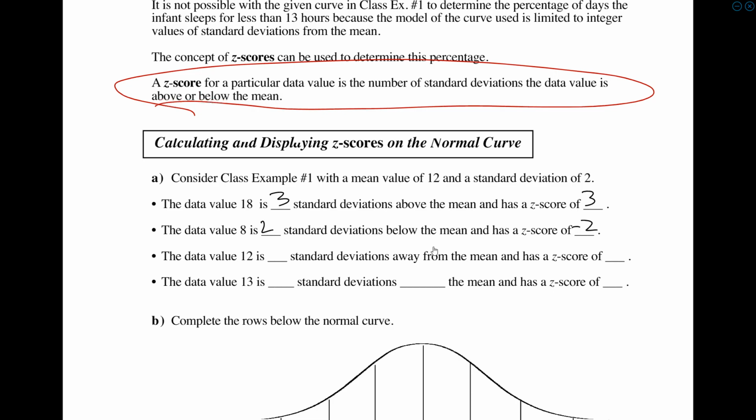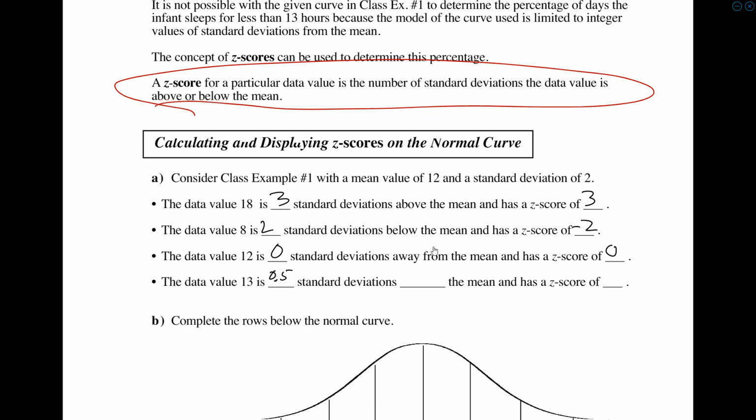Okay, how about a data value of 12? How many standard deviations is that above 12? So the Z-score is 0. Positive or negative 0? There's no negative zero. That is the middle point between positive and negative. Okay, 13. 0.5.